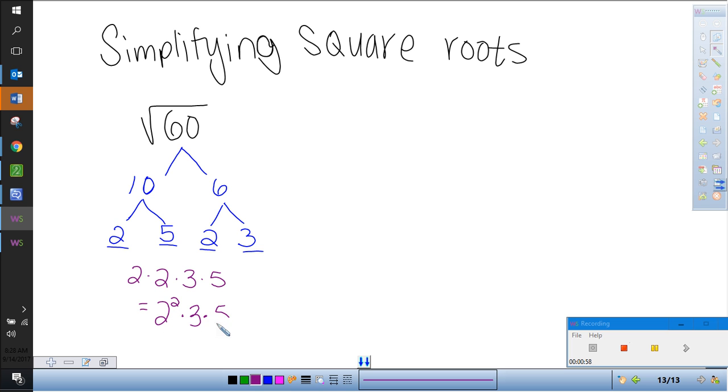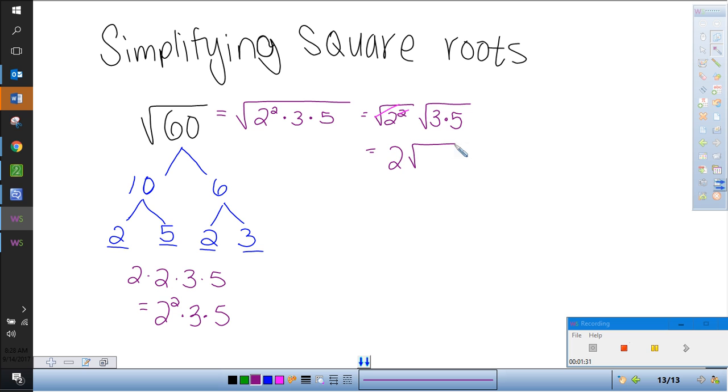3 times 5. So when we relate this to our square root, this is the square root of 2 squared times 3 times 5. And remember, if I have a radical of a product, then I can break that apart. So I get radical 2 squared, and then I'm going to leave the 3 times 5 together because neither of them has a square. And the square root of 2 squared, well, square roots and squares are inverse operations, so they cancel each other out. So this becomes 2 square root of 3 and 5 can't simplify, so all I can do is combine them together to be 15. So the square root of 60 became 2 square root of 15.